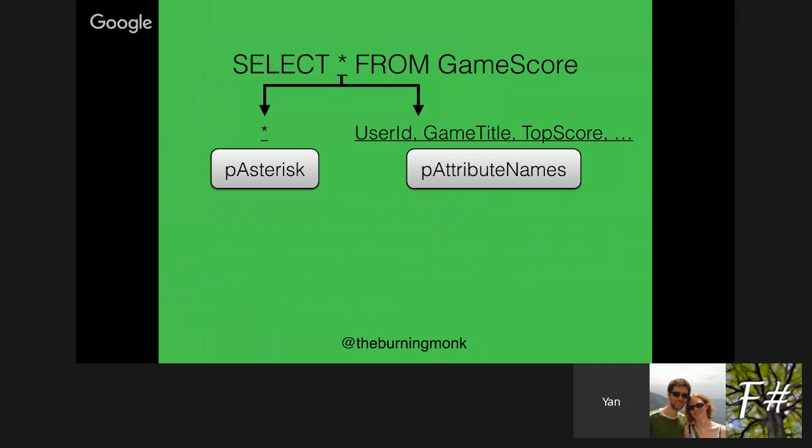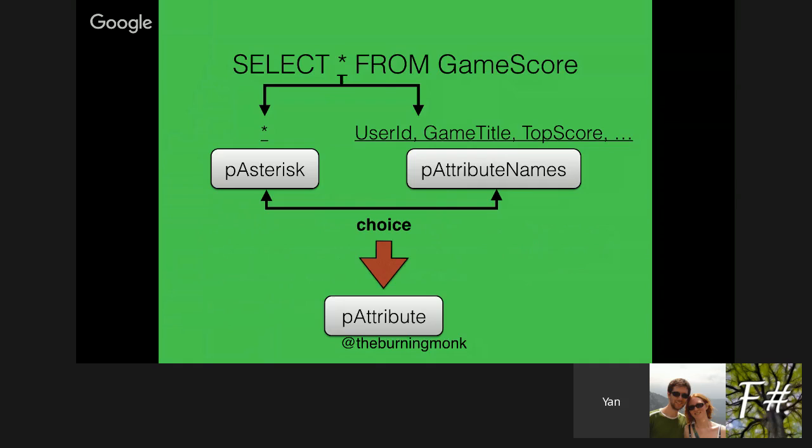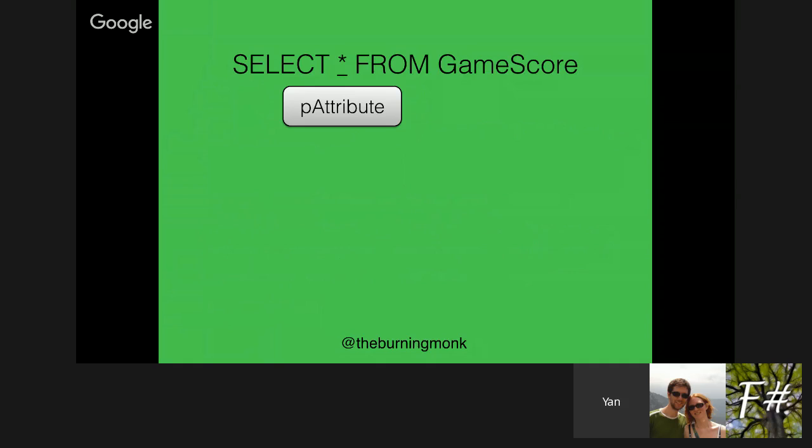Now that we've got both of these together, we can further combine them using the choice combinator or this shorthand notation. What you do is try to parse the input using the first parser, and if that fails, you try the second parser. And this will give us a parser that can parse the attributes that we want to select.